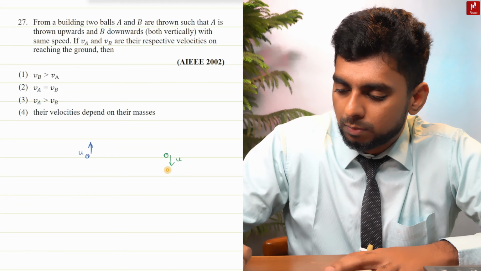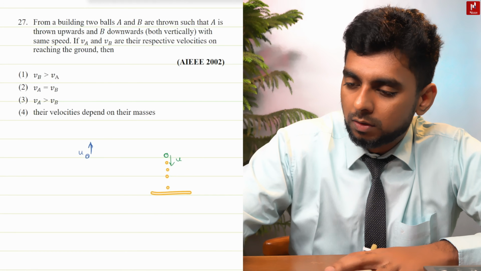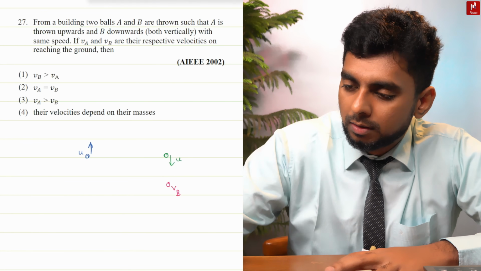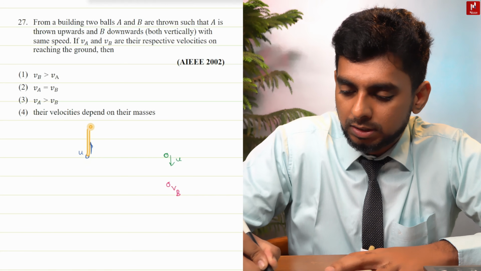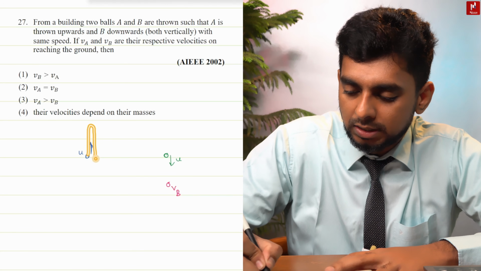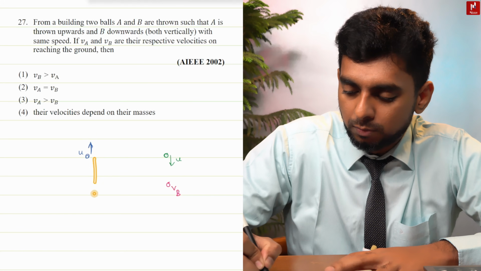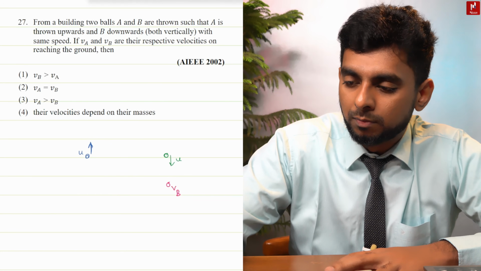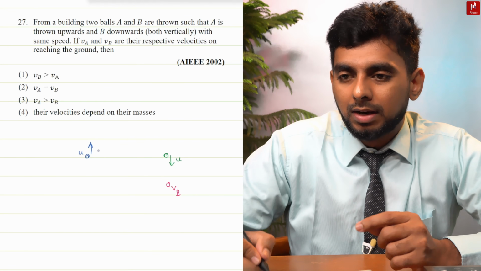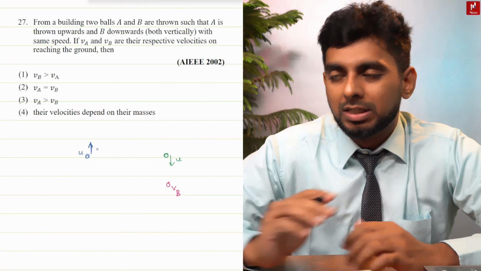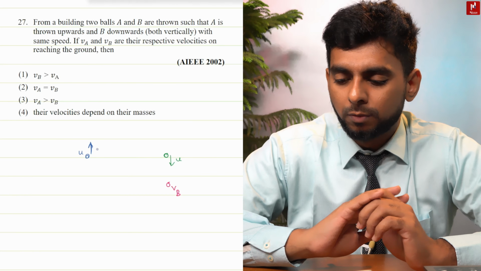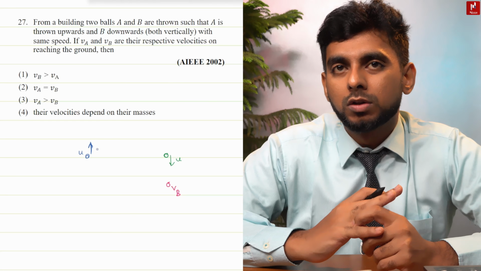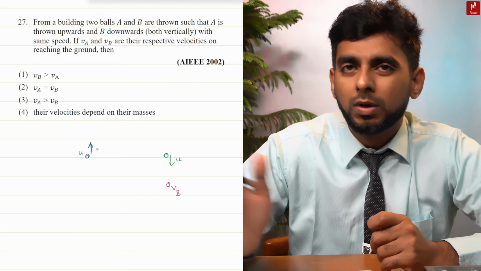This ball just goes straight to the ground and hits the ground with a certain final velocity. That's going to be VB. But this ball is going to travel upwards, then come back to its same position, and then move downwards and hit the ground. When it reaches the same position where it was thrown upwards, it will have the same velocity but in the opposite direction. You do not have air resistance, so I have to idealize the situation. And there wouldn't be any energy loss. We haven't learned energy loss; we'll do it in an upcoming chapter.